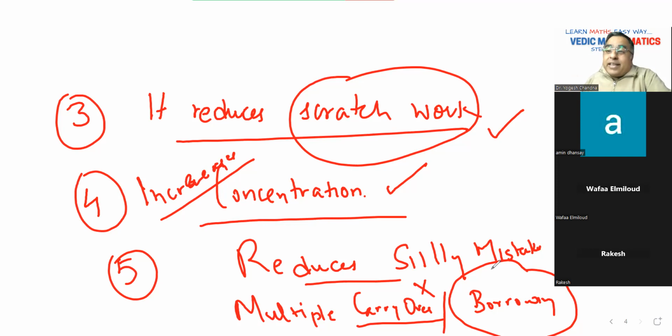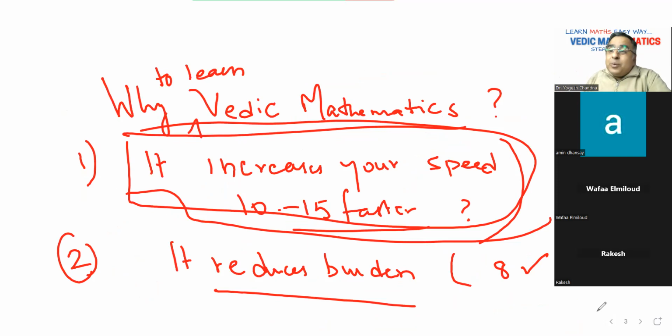Why should we learn Vedic mathematics? The first, speed increases. Second, the burden of tables is removed. Third, scratch work is reduced. Fourth, concentration increases. And the fifth, reduction of silly mistakes. Correct. So these are what we have to see.